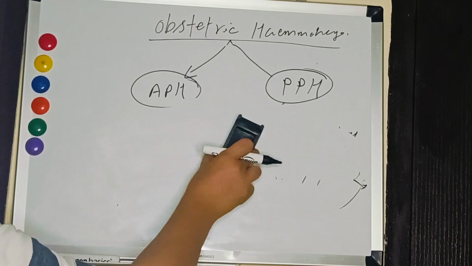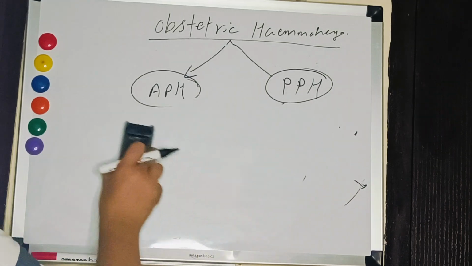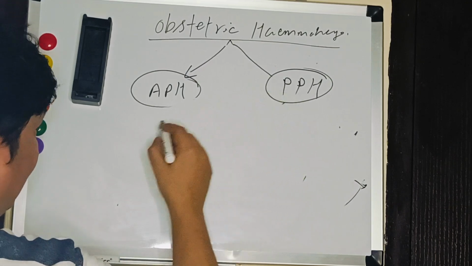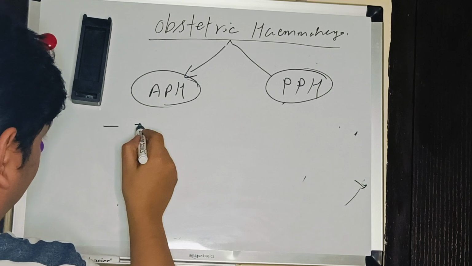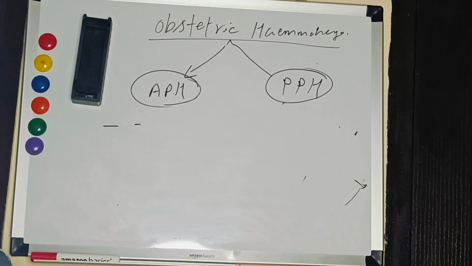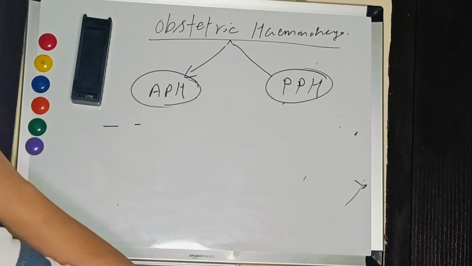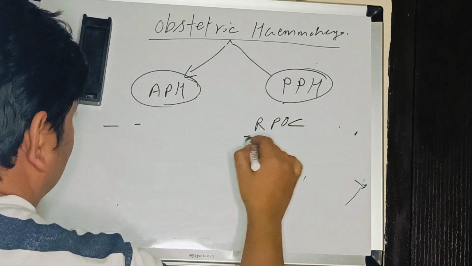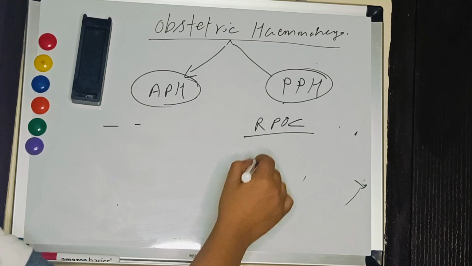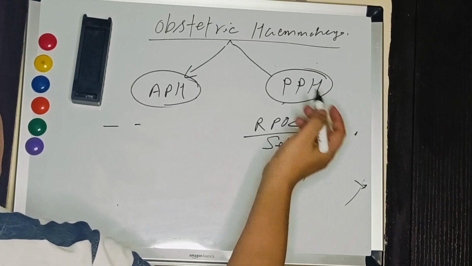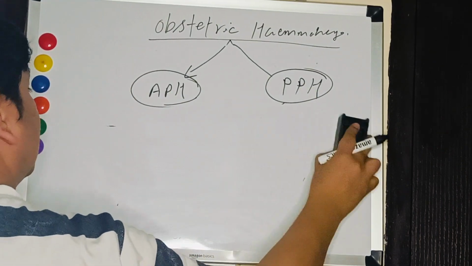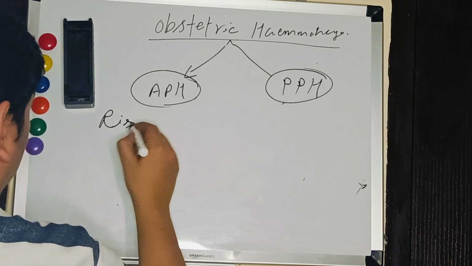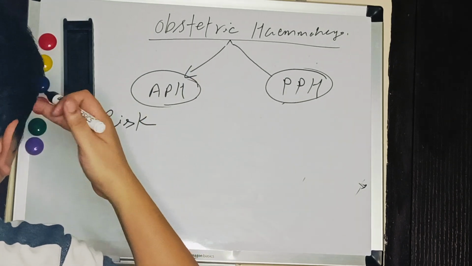What are the risk factors? As we know, the common causes of antepartum hemorrhage are placenta previa, placenta accreta, placenta abruptio, trauma, and sepsis. Similarly, the common causes of early PPH are retained products of conception and sepsis. These are the common causes of peripartum hemorrhage. What are the risk factors of obstetric hemorrhage or postpartum hemorrhage?